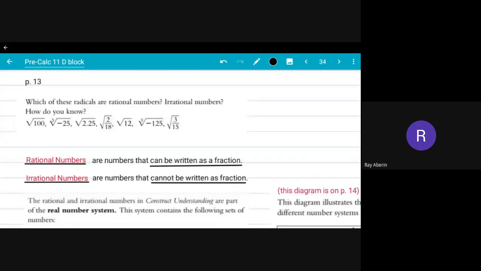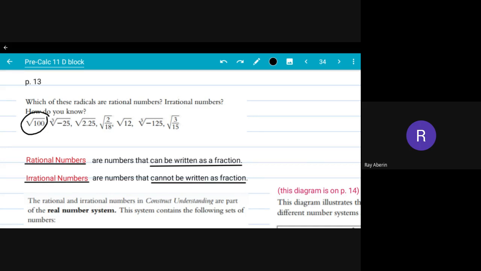Which of these radicals are rational numbers? This is on page 13. Which ones are irrationals? How do you know? Well, a rational number, as defined in Math 9, is any number that can be written as a fraction. Okay. Therefore, if it cannot be written as a fraction, it is an irrational number. Okay. So this one, the root of 100, what would it be? Well, root of 100 is 10, right? And you can turn 10 into a fraction by giving it a denominator of 1. Therefore, this is a rational number.